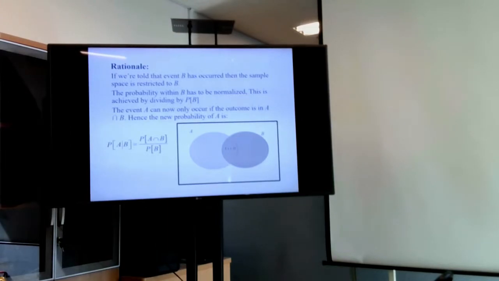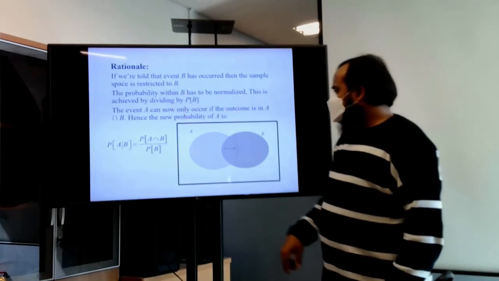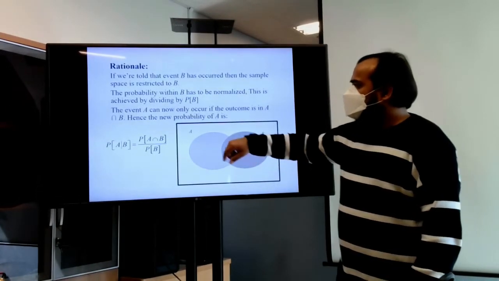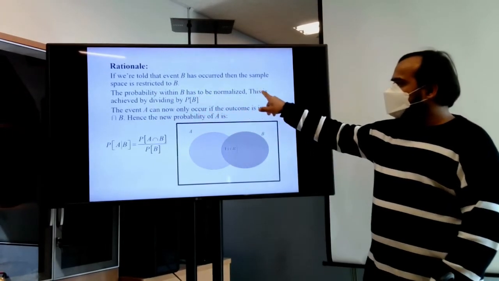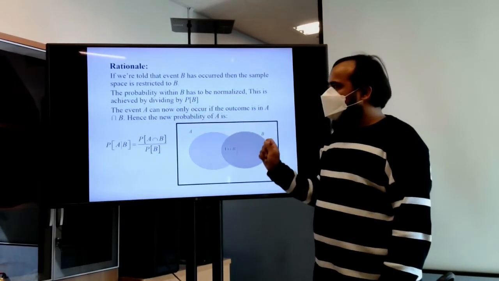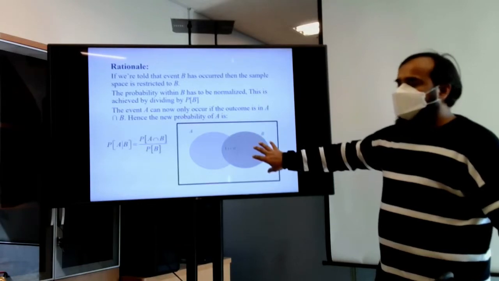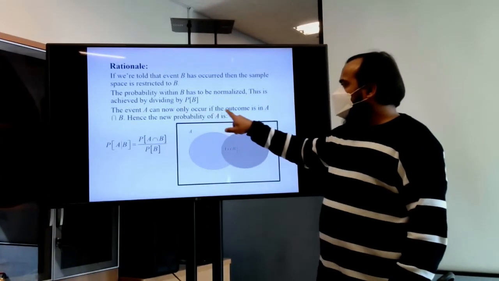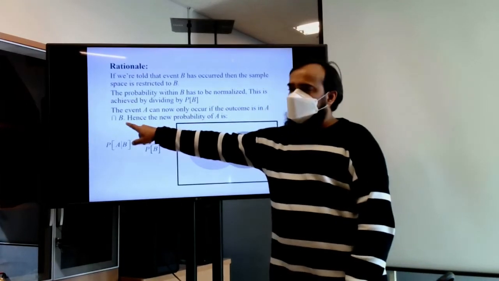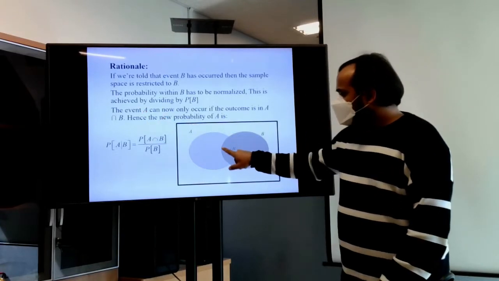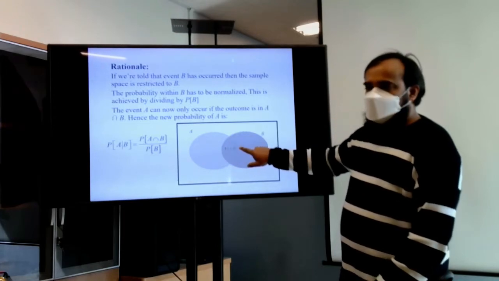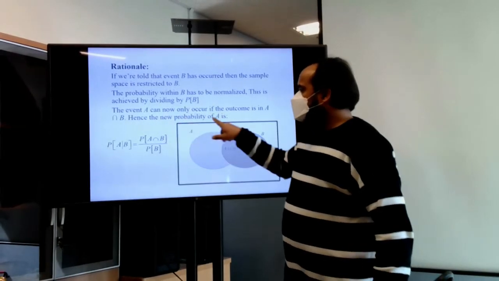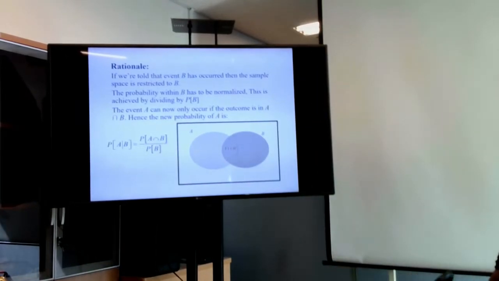If you are told that event B has occurred, then the sample space is restricted to B. B is already known, and you are finding this thing. The probability within B has to be normalized. This is achieved by dividing by P(B). The event A can now only occur if the outcome is in A intersection B. If A intersect B, then the probability of A can occur. Hence the new probability of A is this. Okay, clear?